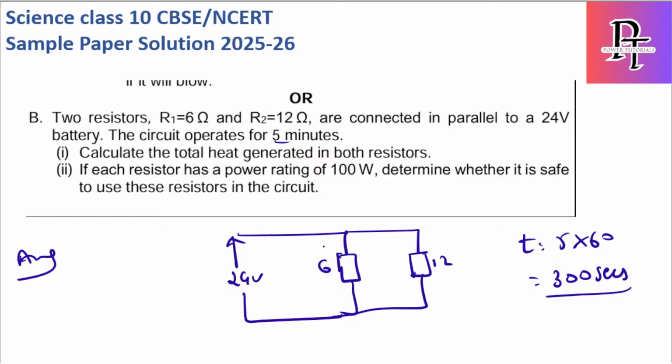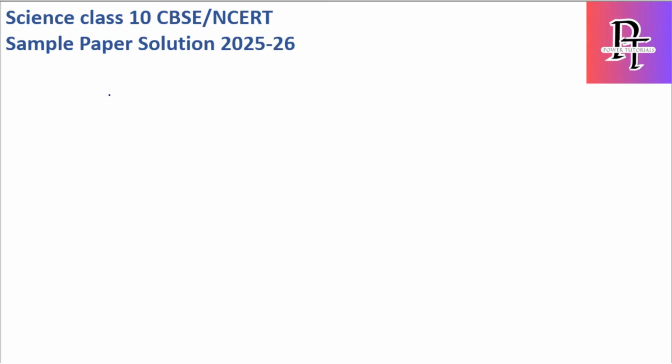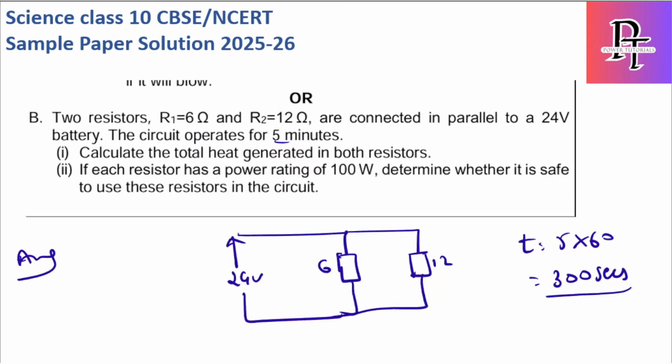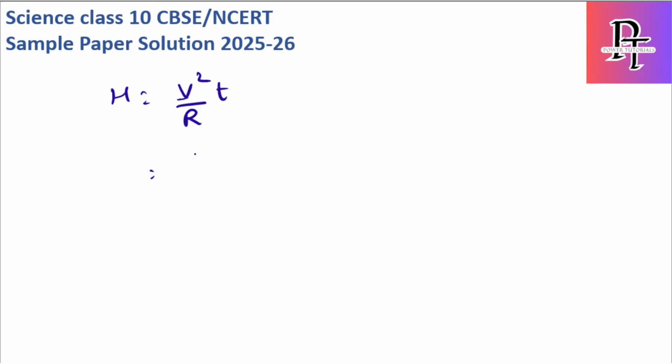To calculate the total heat generated, you can use the voltage formula or the current formula. Both formulas will be correct if you follow the exact scenario. But here, as I have parallel voltage, I will directly use the voltage formula. So the heat or energy formula is V square by R into T, because I know the voltage and the resistance. The voltage is 24 square, so heat across 6 ohms is 24 square by 6 into time, 300.